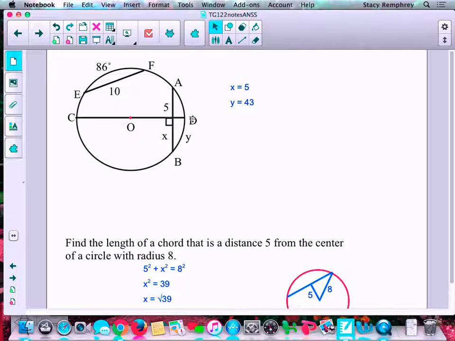And if this diameter makes the chord split in half, it also makes the arc split in half. So what I did is, I know here is 86. To get y, I took 86 divided by 2.